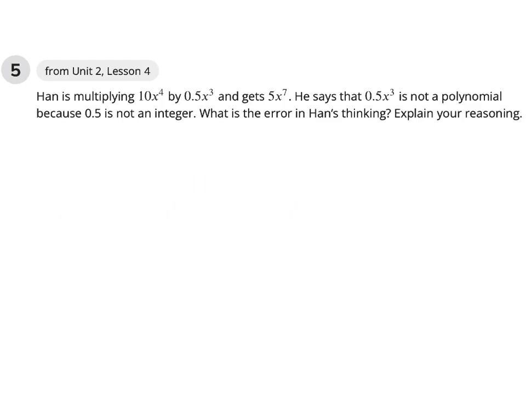Okay, let's look at this problem. Han is multiplying these two terms, and he gets 5x to the 7th power. He says that 0.5x cubed is not a polynomial because 0.5 is not an integer. Han made an error because this is a coefficient. Coefficients can be any real numbers. The exponents have to be whole numbers. So I think Han got confused. The difference between the coefficients.